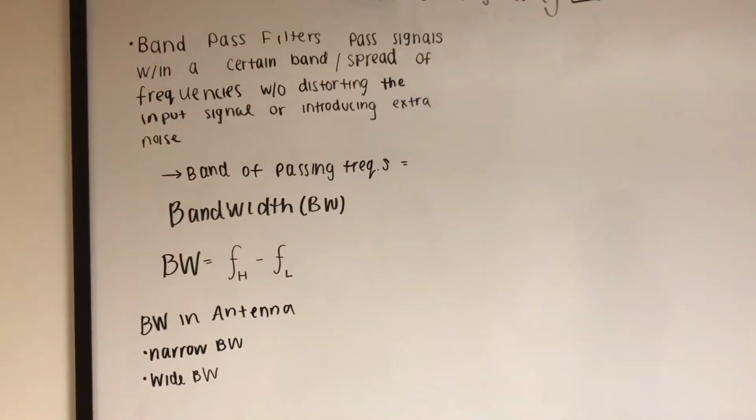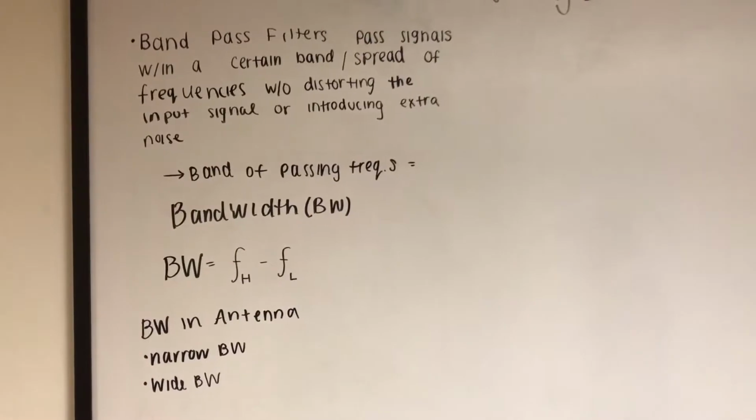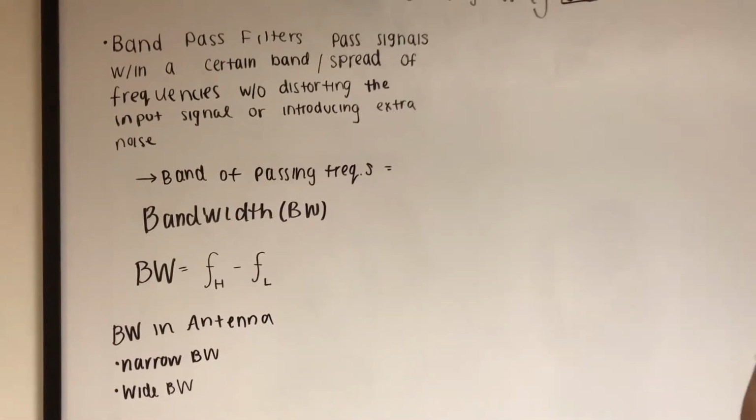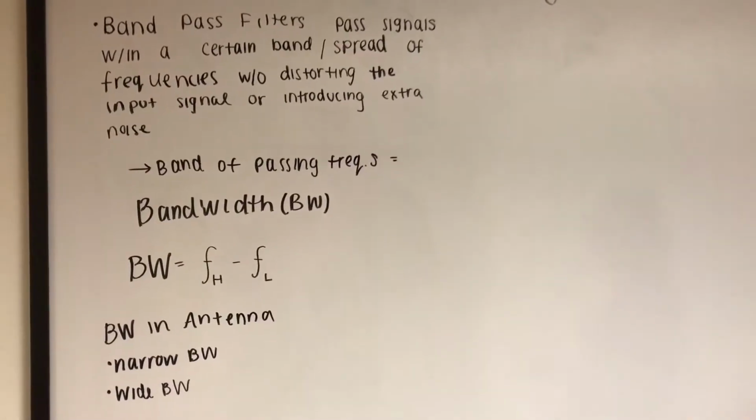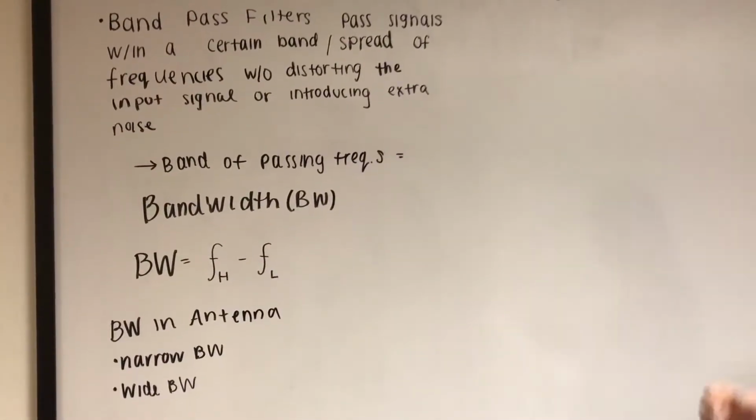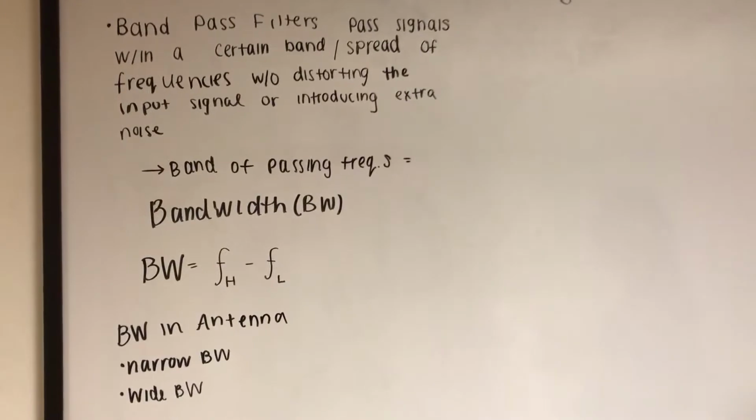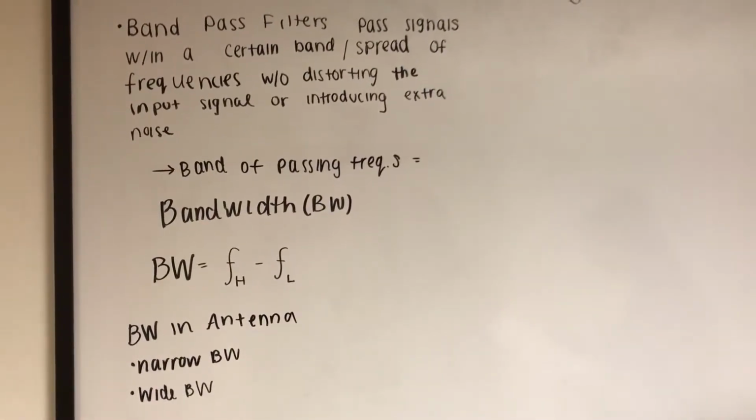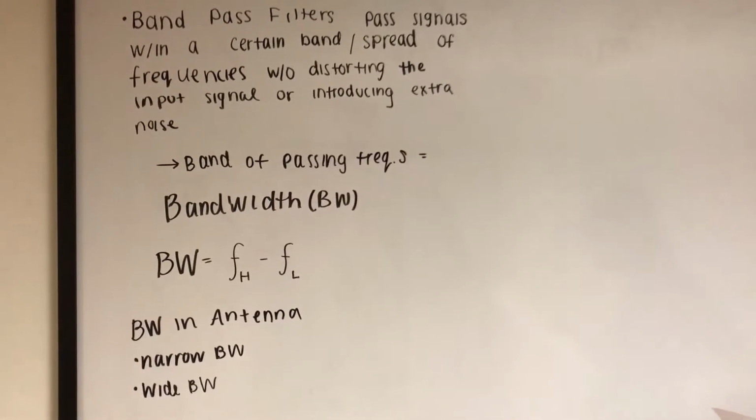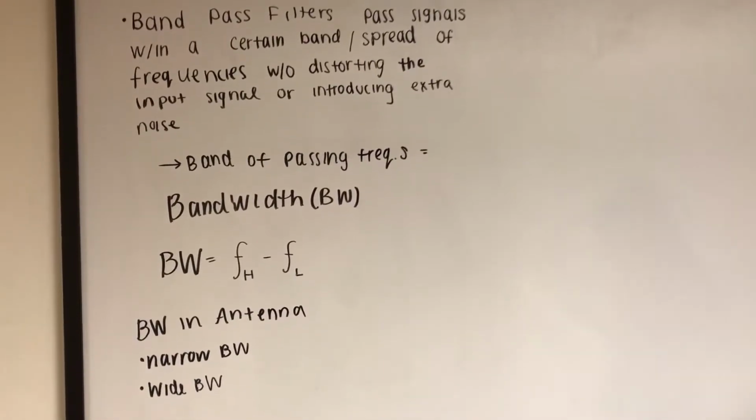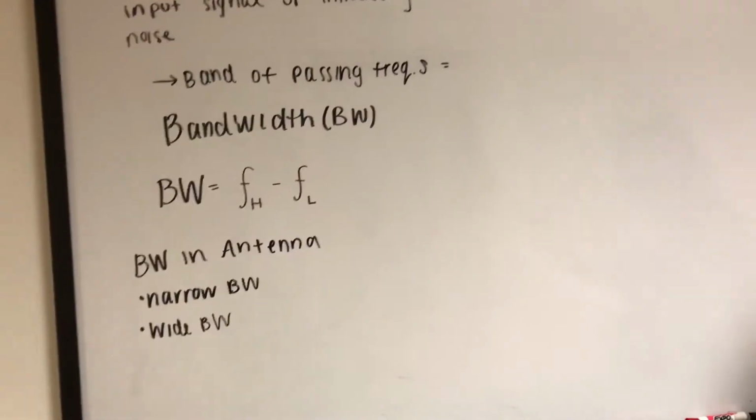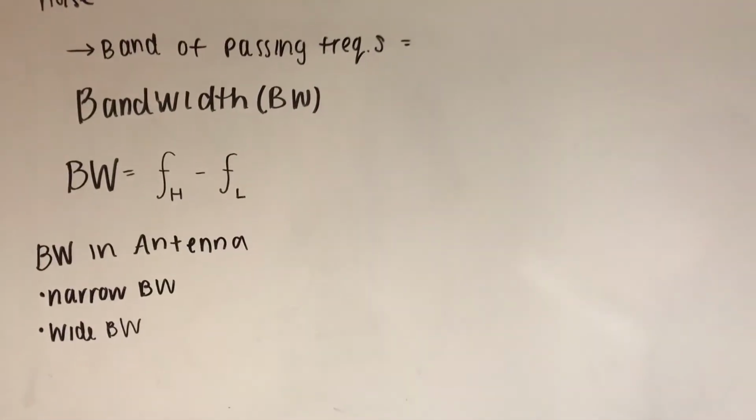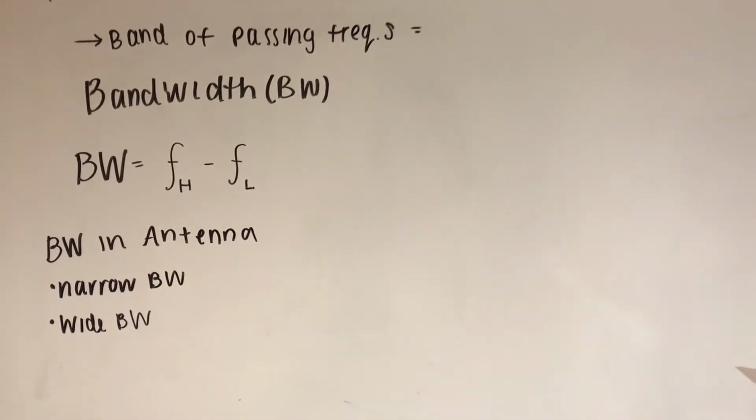We've learned that bandpass filters are filters that pass signals within a certain band or spread of frequencies without destroying the input signal or introducing extra noise. The band of passing frequencies is known as bandwidth and is denoted BW. The formula for bandwidth is the higher cutoff frequency minus the lower cutoff frequency, because bandwidth is defined as the frequency range that exists between two specified frequency cutoff points.